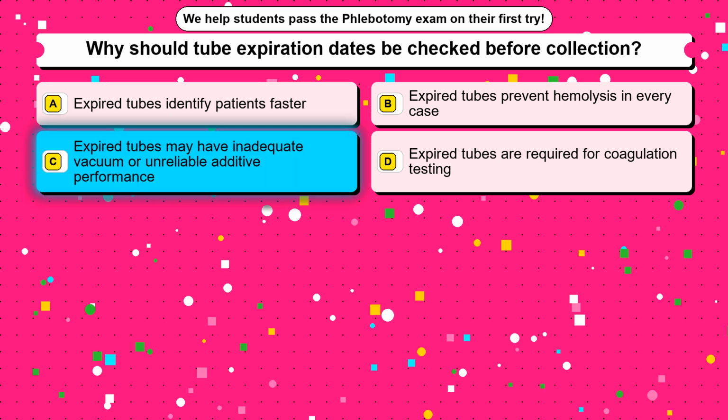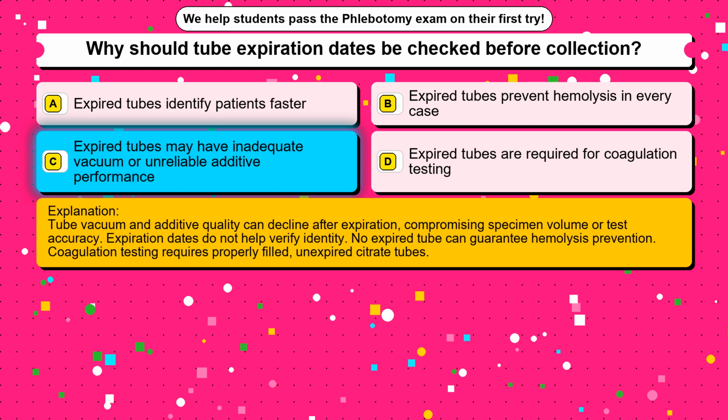The correct answer is option C. Expired tubes may have inadequate vacuum or unreliable additive performance. Tube vacuum and additive quality can decline after expiration, compromising specimen volume or test accuracy. Expiration dates do not help verify identity. No expired tube can guarantee hemolysis prevention. Coagulation testing requires properly filled, unexpired citrate tubes.